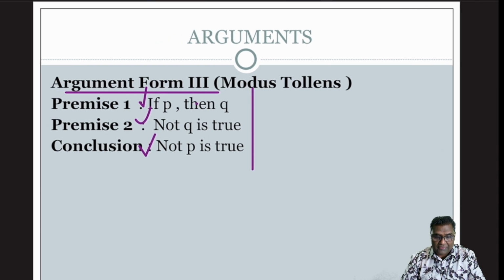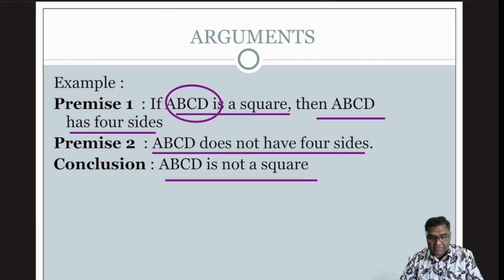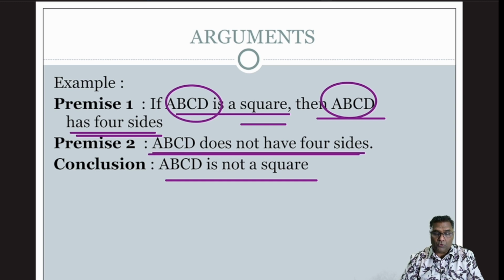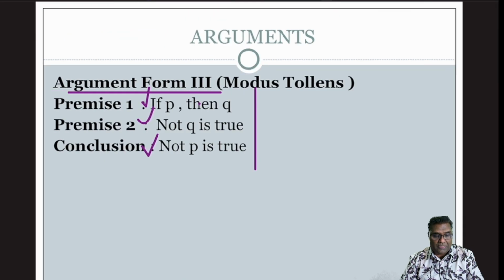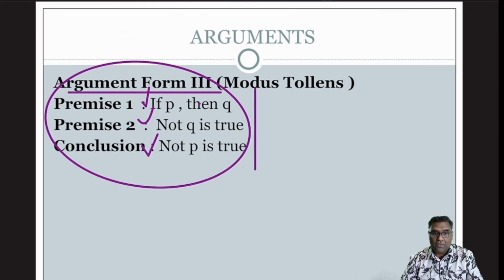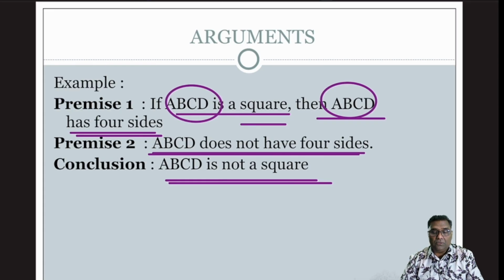That's the meaning. See, they say ABCD is a square. Then ABCD has 4 sides. But if ABCD does not have a 4 side, conclusion, ABCD is not a square. This is what they mean from here, my dear students. So these are the things that you need to know on mathematical reasoning.